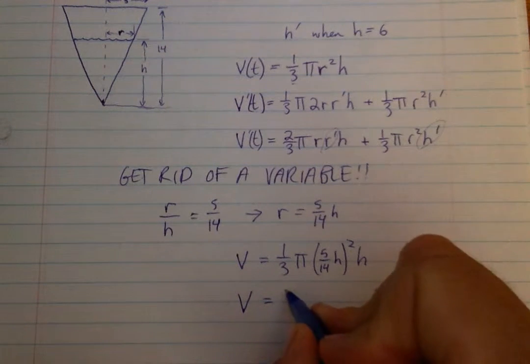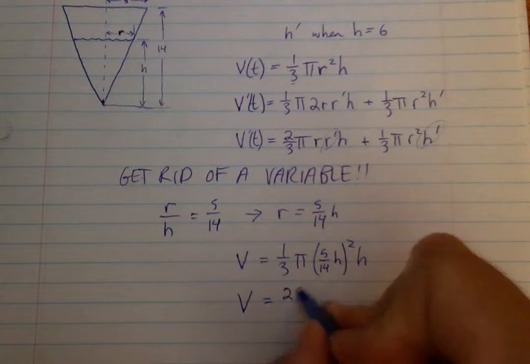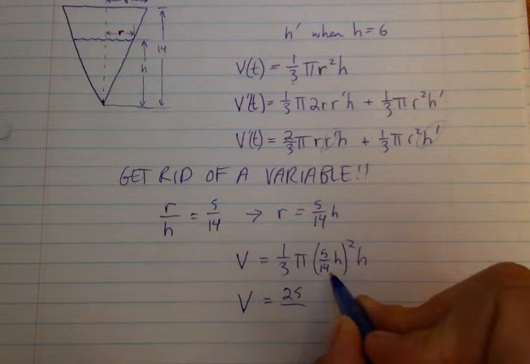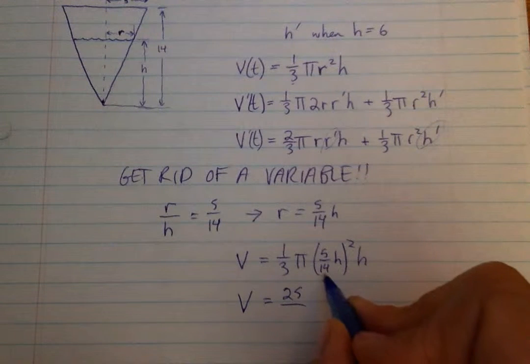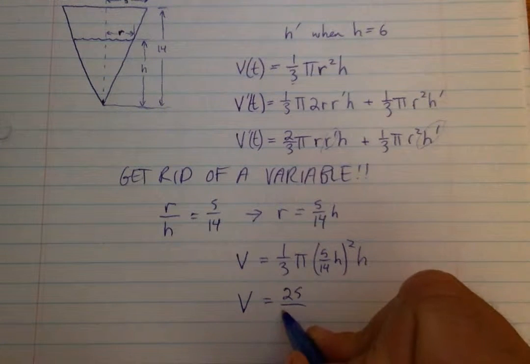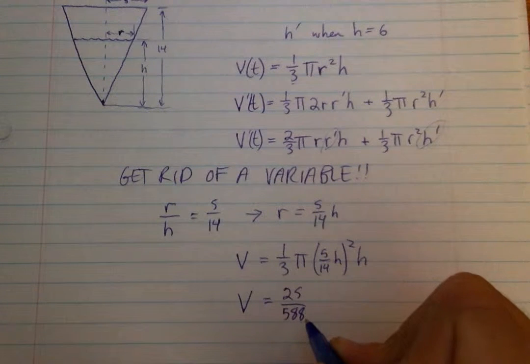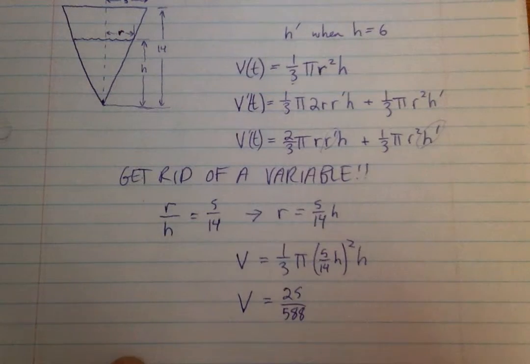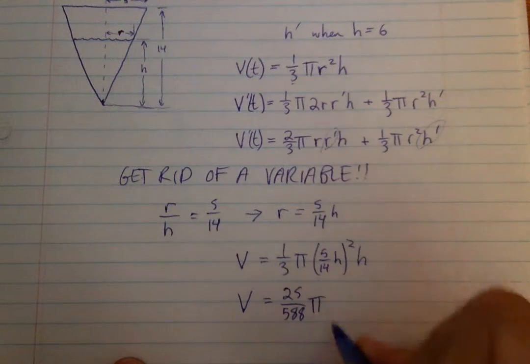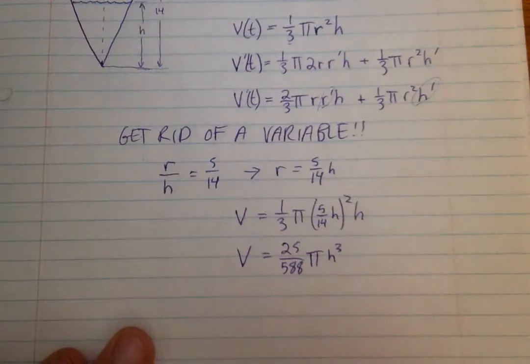That is, we got 25 up top. 14 squared, it's going to be times 3, 588. Yes, 588 pi h cubed. All right, it's looking better already.